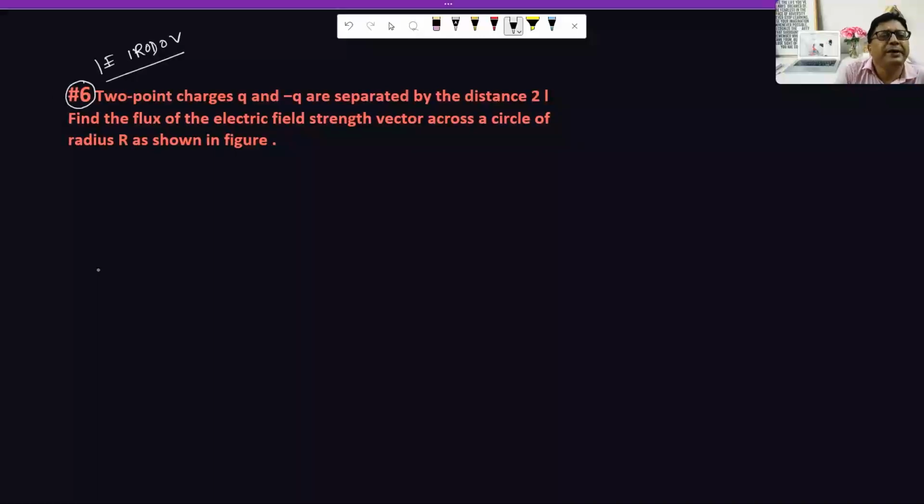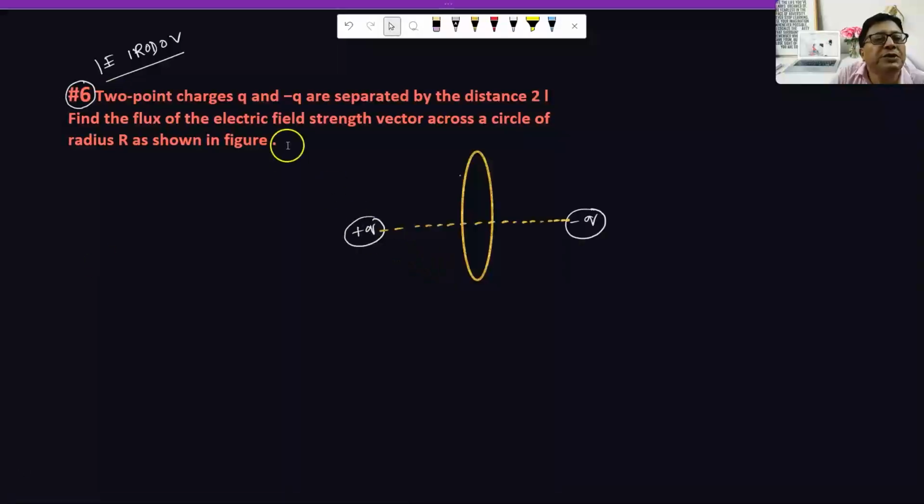Okay. Does it have any link with the previous sums? Of course. But here you have to see that 2 point charges Q and minus Q are separated by distance 2l. You have to find the flux of electric field strength vector across a circle of radius r as shown in the figure. So this is the diagram. Plus Q, minus Q is there. This circle area is placed in between these two. Its radius is r. You have to account for flux passing through this.